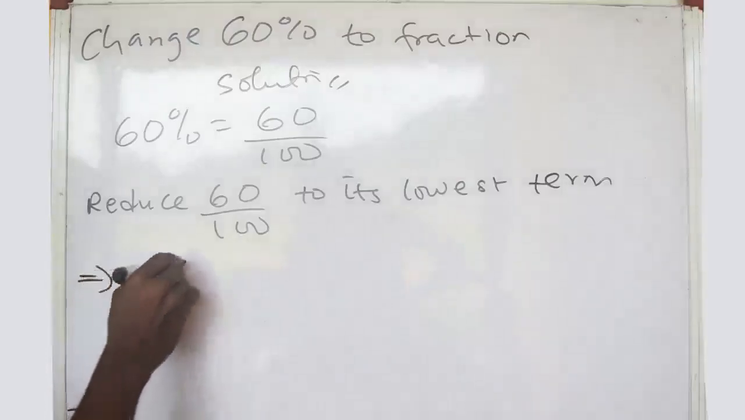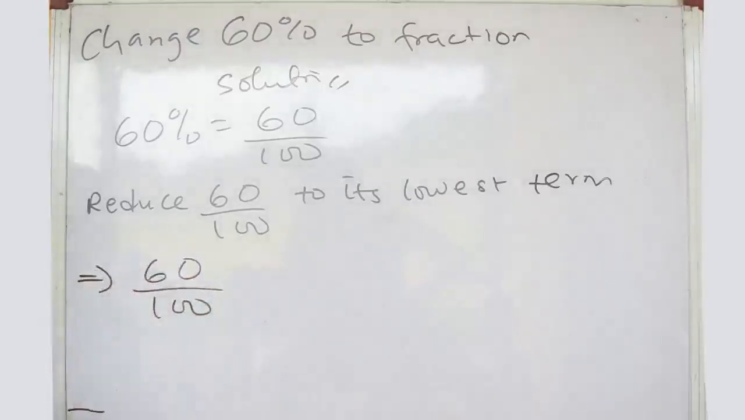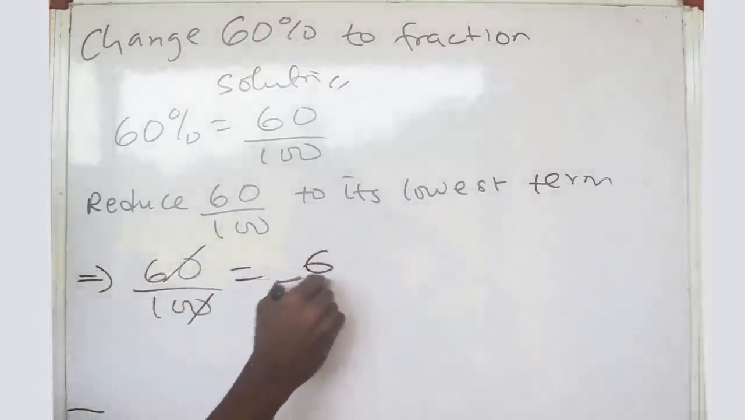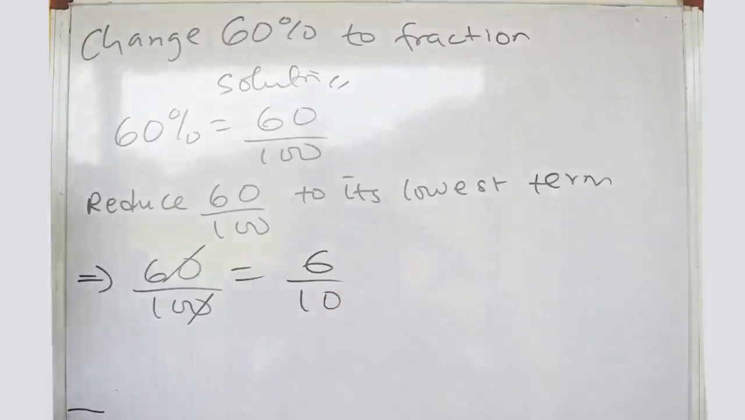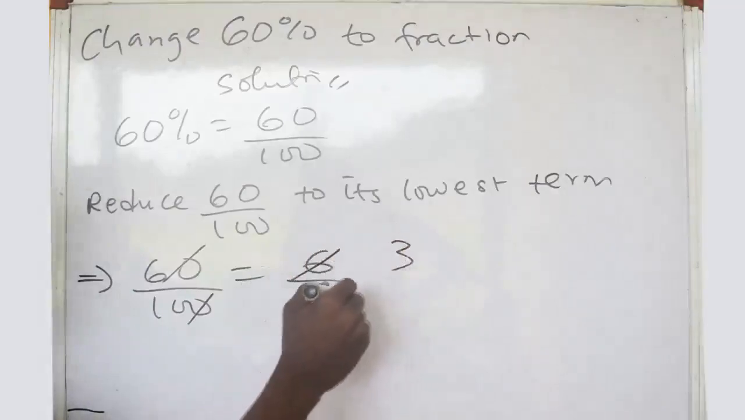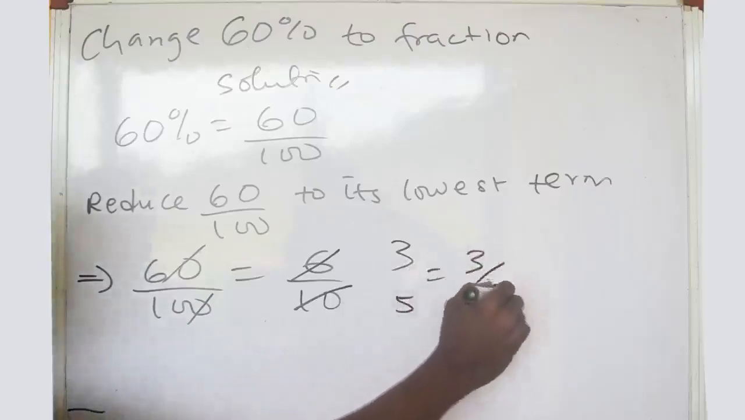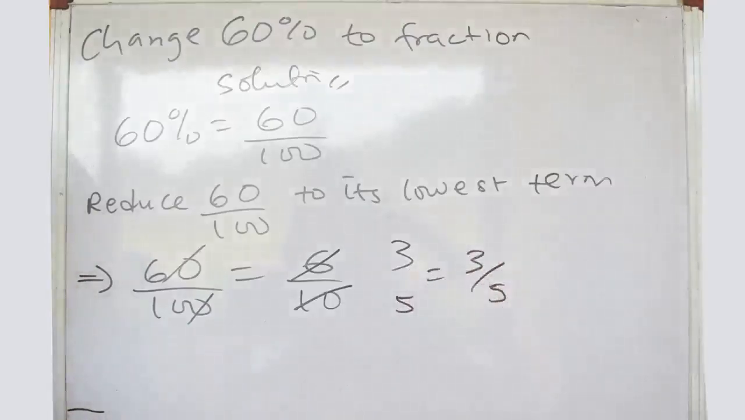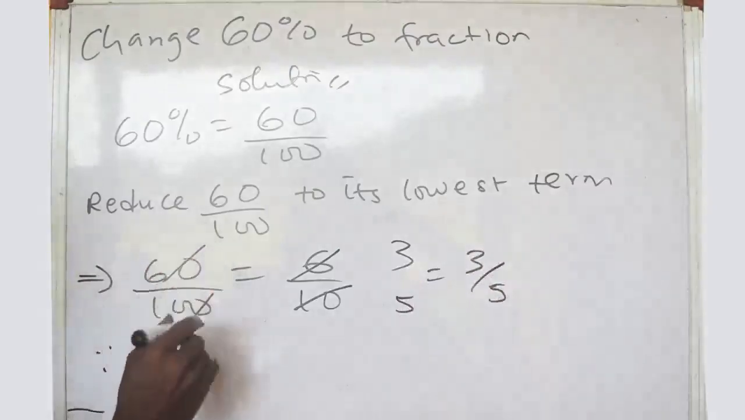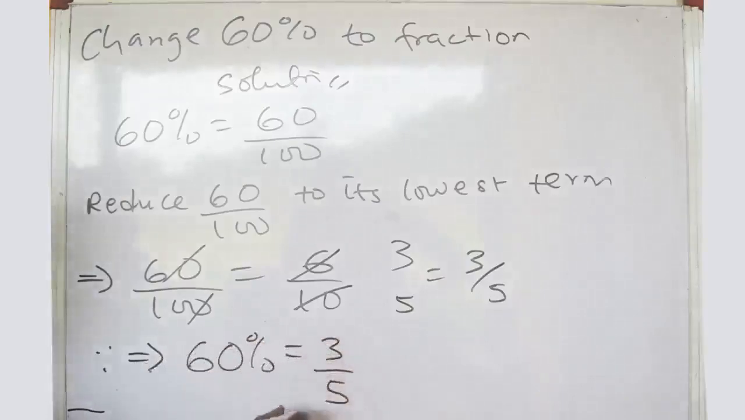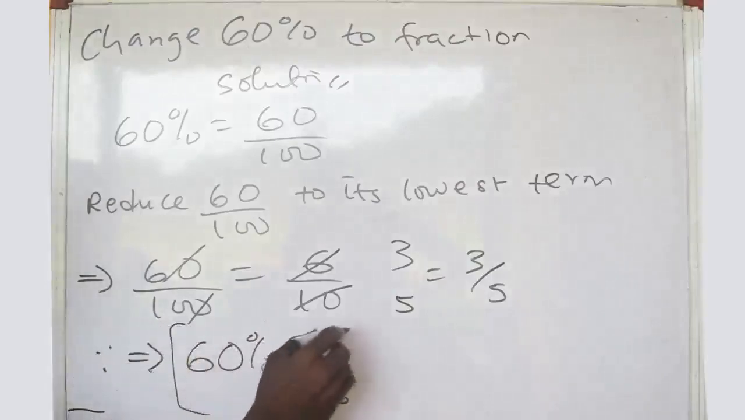So from here, it implies that 60 all over 100, you look at it, both of them have 0 at the end. This 0 cancels this 0. We are left with 6 all over 10. You figure out again, a number can still go. What number can go? 2 can divide 6 to give us 3, and the same 2 can divide 10 to give us 5. Now we have 3 over 5. Is there anything that can divide 3 and still divide 5? No, the answer is no. So therefore, it implies that 60% is the same as 3 all over 5. So these two are the same.